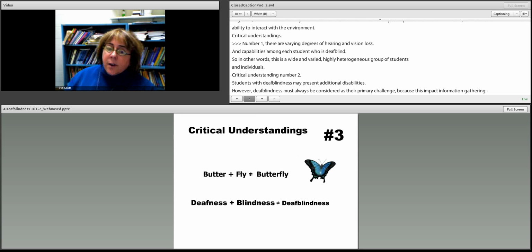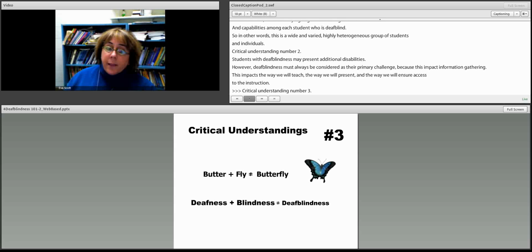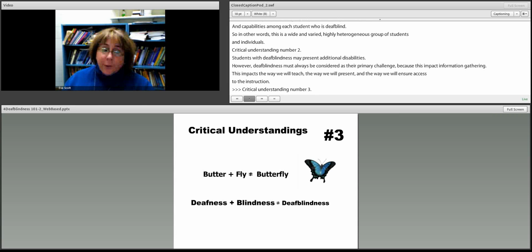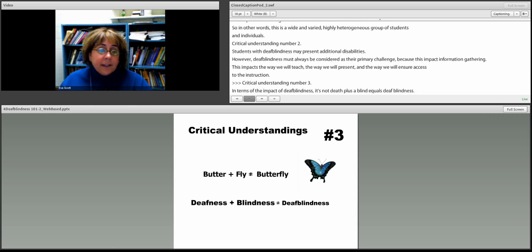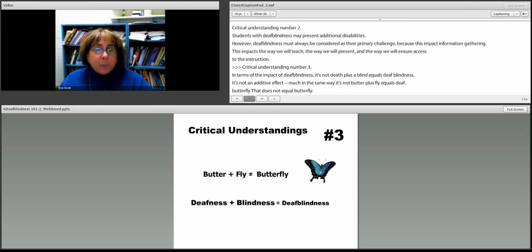Critical understanding number 3, in terms of the impact of deafblindness, it's not deaf plus blind equals deafblindness. It's not an additive effect. Much the same way it's not butter plus fly equaling a butterfly. That does not equal butterfly. This simply means that the impact of deaf-blindness has almost a multiplicity of effect, and it's also very unique to each individual who is deaf-blind.